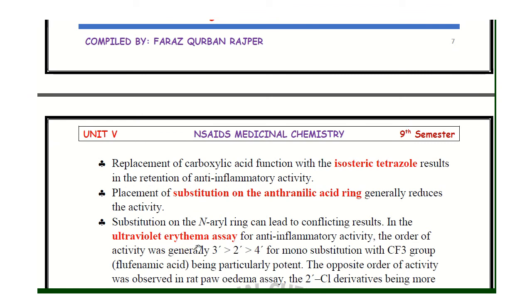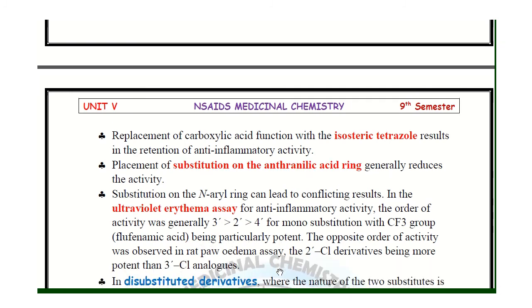like these results that were observed in two different biological assays. One assay was the ultraviolet erythema assay for anti-inflammatory activity. In that case, the order of activity was tertiary greater than secondary, and that was greater than quaternary, for the mono substitution with the CF3 group that is present in the drug flufenamic acid. On the other hand, in the case of the red paw edema assay, it was observed that the 2-chloro derivative was more potent than the 3-chloro. Clear? These were the two different results observed in the two biological assays.